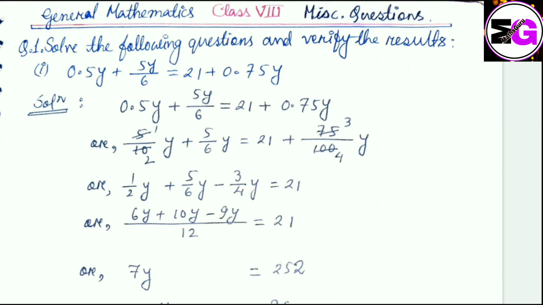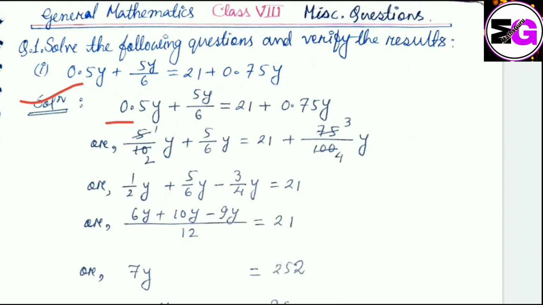As we are discussing application of first degree equation in one variable, or linear equation in one variable, I have taken some miscellaneous questions for you. Question number 1: solve the following equations and verify the results. We have to solve the linear equation in one variable and verify whether the result is correct or not. Number 1: 0.5y plus 5y by 6 is equal to 21 plus 0.75y. This is the question and we have to solve that.